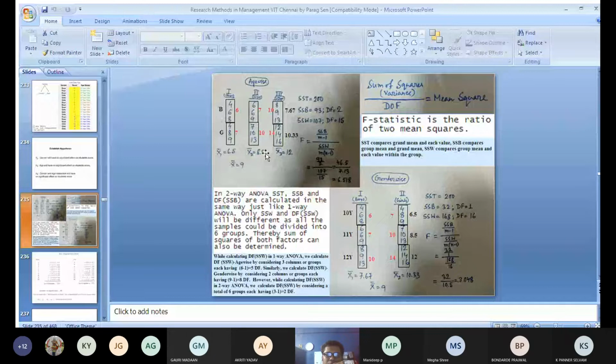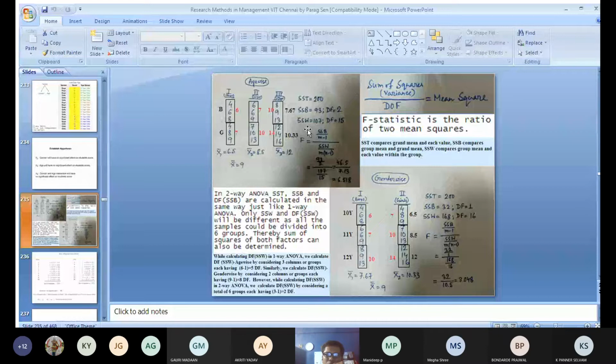So ultimately you will end up with the sum of square between equal to 93, and your degrees of freedom will obviously be 2. Why? Because there are 3 age groups, so your degrees of freedom will be 3 minus 1, which is 2.